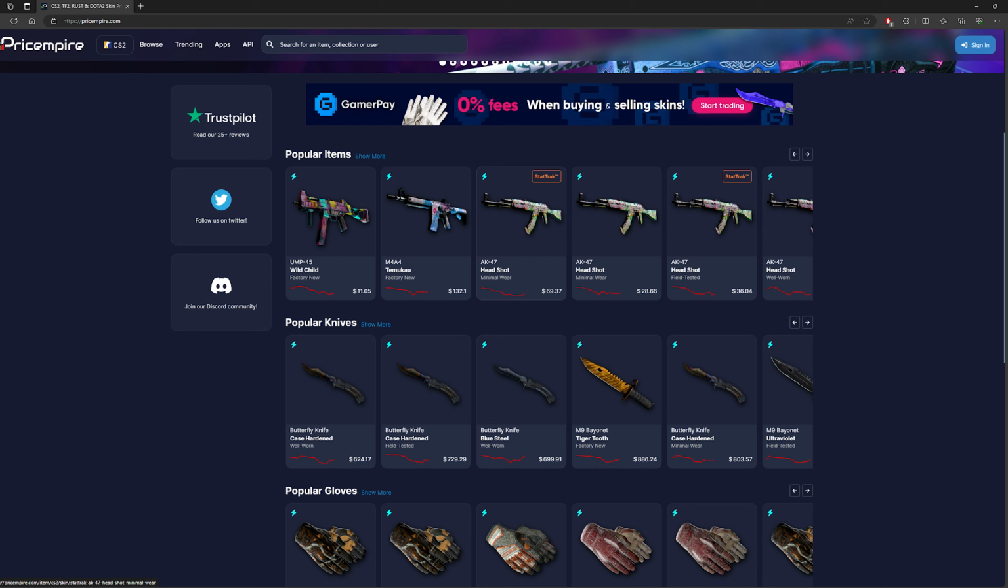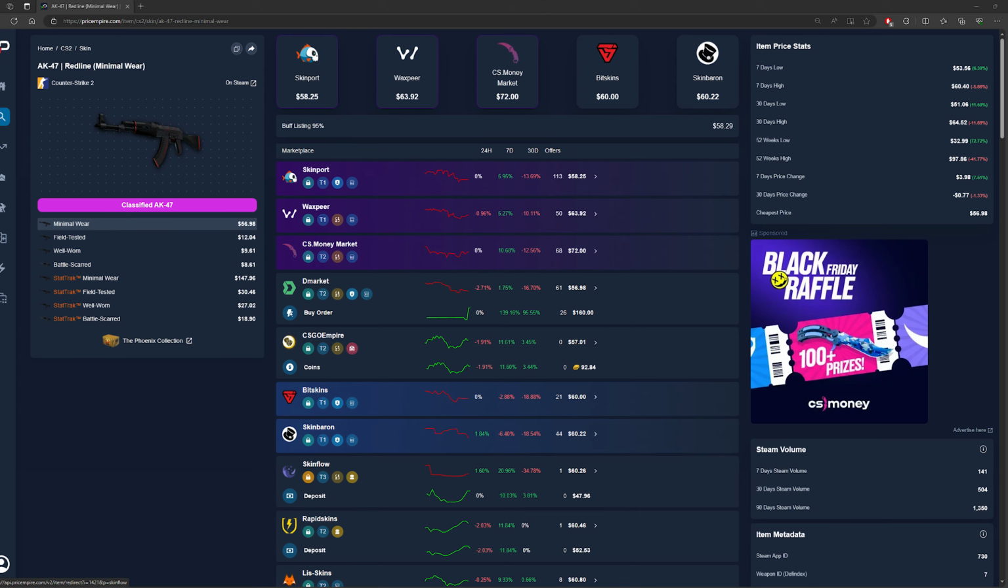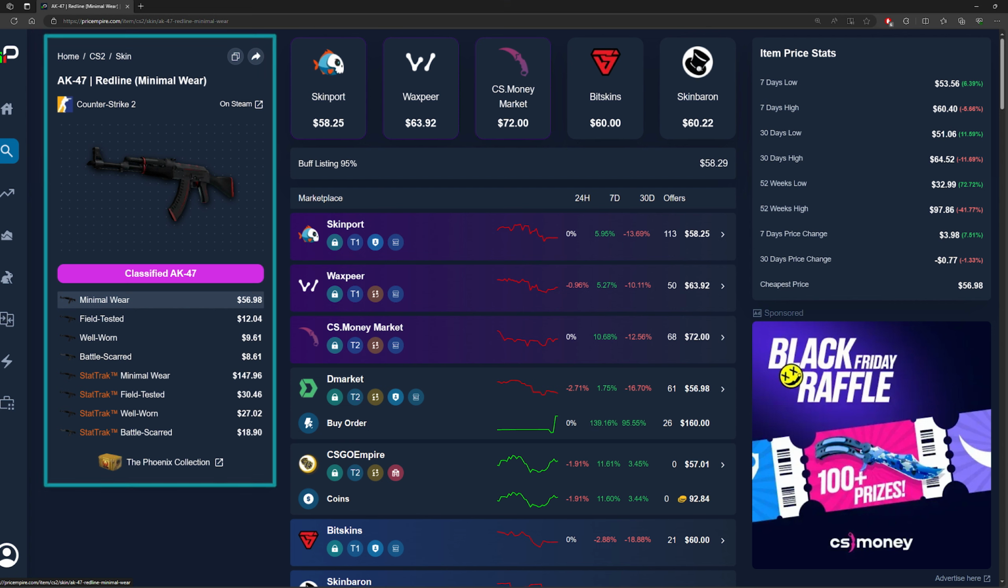Now, using priceempire.com, let's take a look at things to check for when deciding if a skin is a good investment or not. Let's take a look at a Minimal Wear AK Redline for example. In the top left corner, we will see the prices of every single version of the skin, including all wear types and the StatTrak versions of those skins as well.